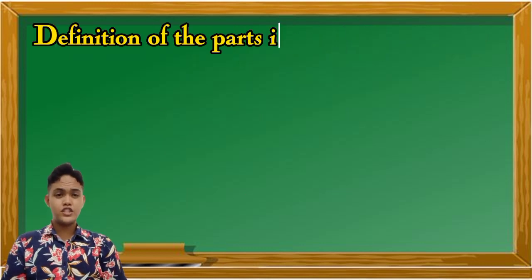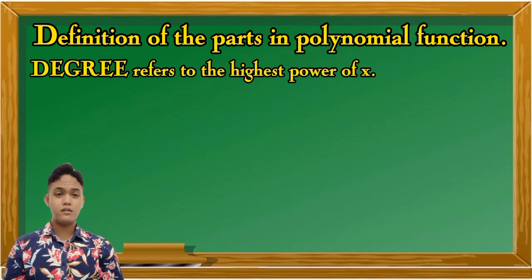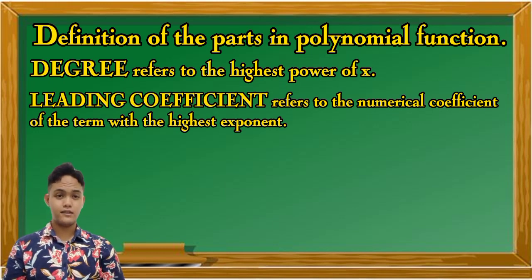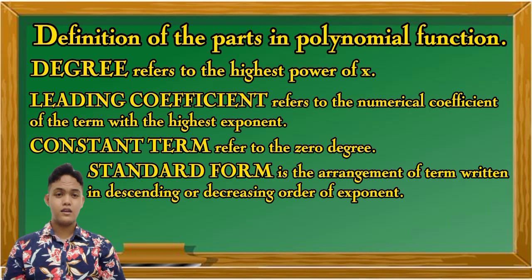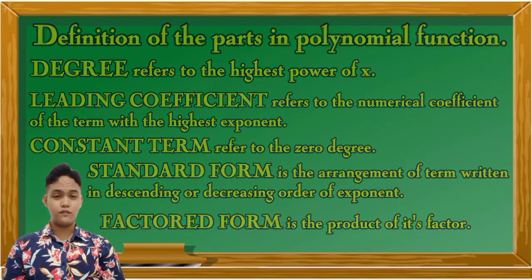Here are some definitions of the parts of a polynomial function. Degree refers to the highest power of x. Leading coefficient refers to the numerical coefficient of the term with the highest exponent. Constant term refers to the zero degree term. Standard form is the arrangement of the terms written in descending or decreasing order. Factored form is the product of its factors.